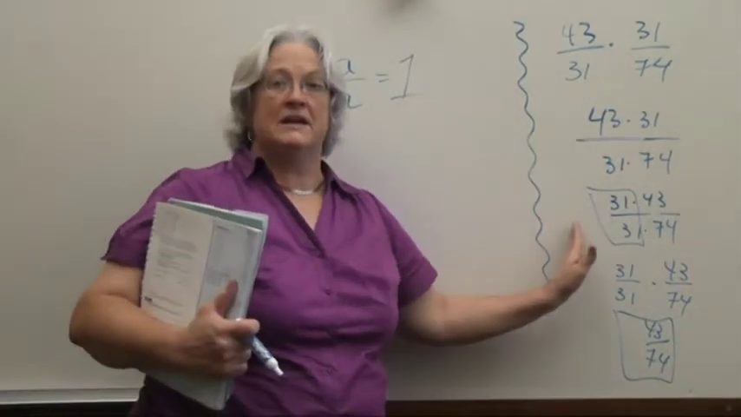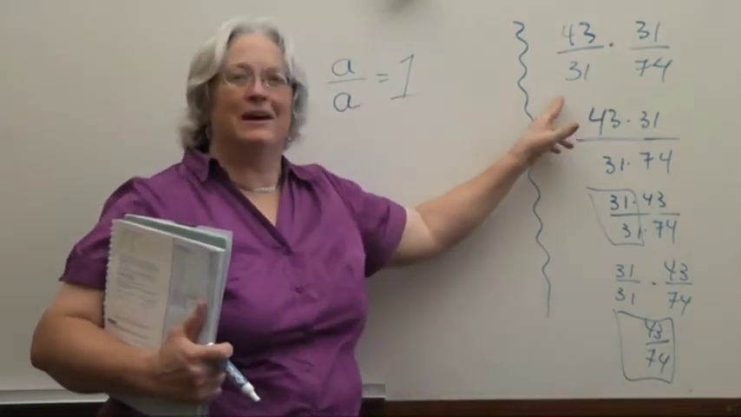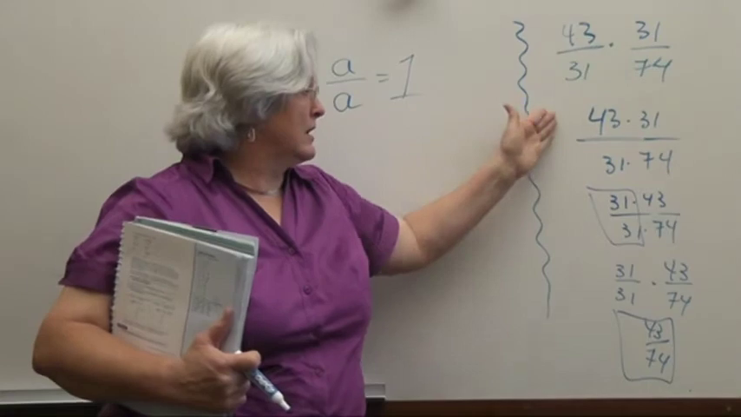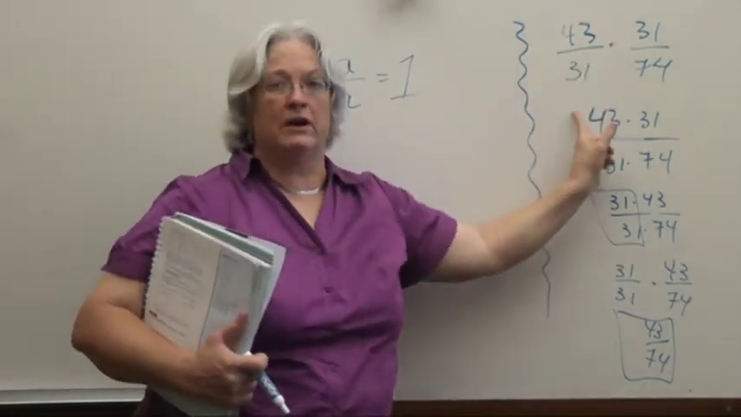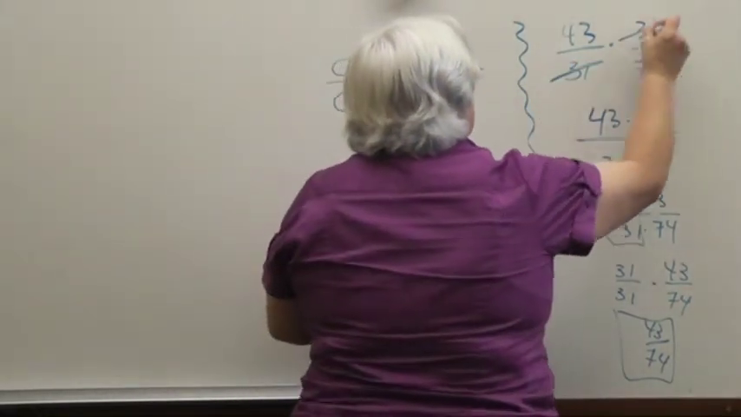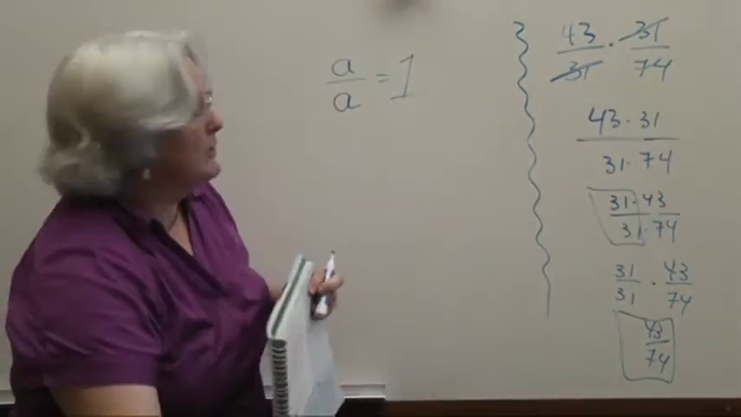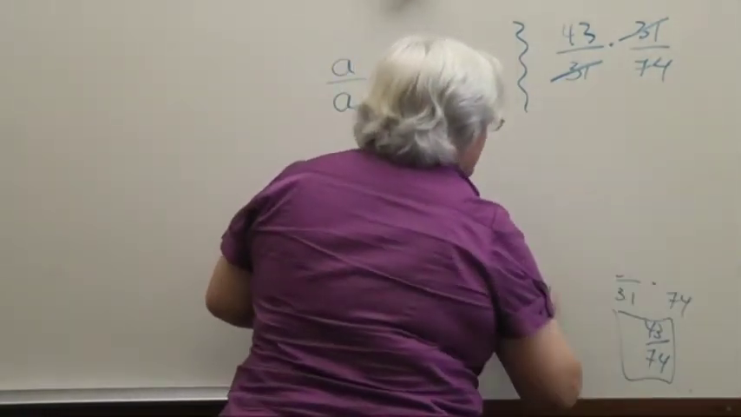Now it's this process of thinking that allows us to cancel common factors. Aren't you glad we don't have to write all of this down? We know that because any number divided by itself is equal to 1, we can just immediately cancel common factors right there and write our answer, 43 over 74.